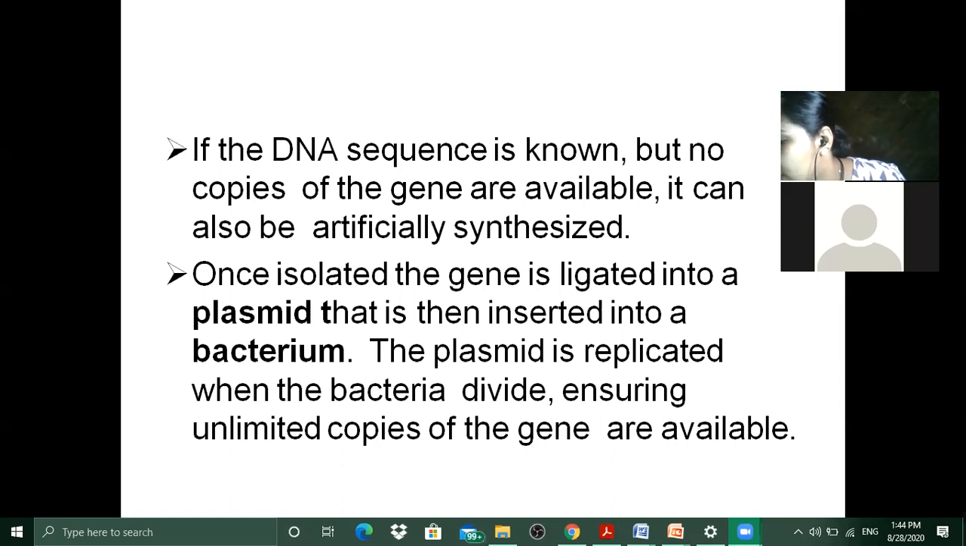Whenever I'm calling it a DNA fragment, the only thing that you have to know is that gene and DNA are the same thing, right? A gene is made up of DNA itself. That basic concept sometimes people are very confused with, so you have to know that. Whether I call it a gene that is to be inserted, or a DNA that is to be inserted, it is one and the same.